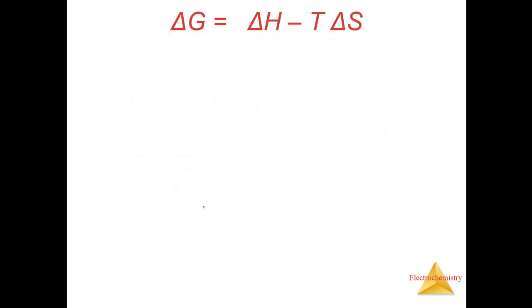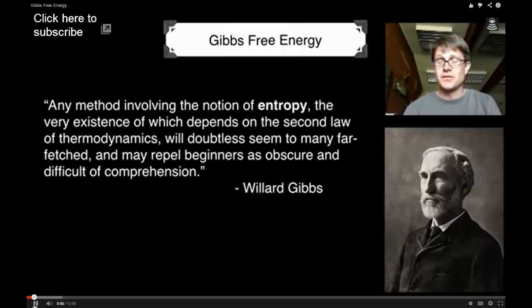So the first one is delta G equals delta H minus T delta S. So what I'm going to do is stop here and let Mr. Anderson, who does a really nice job of this, explain conceptually what this means, and then we'll take a look at a problem.